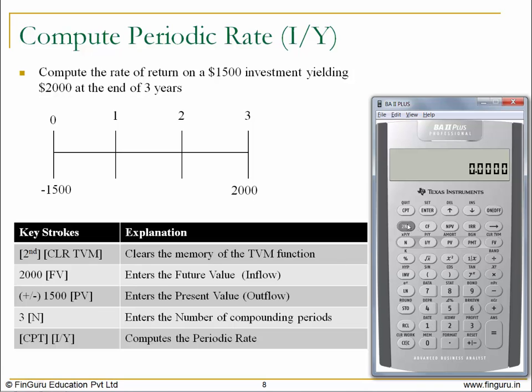But before we do that, always clear the memory of the calculator, the TVM function. 1500 is the negative number of present value, 2000 is future value, 3 is n, and we compute I by y, which comes out to be about 10.06%.